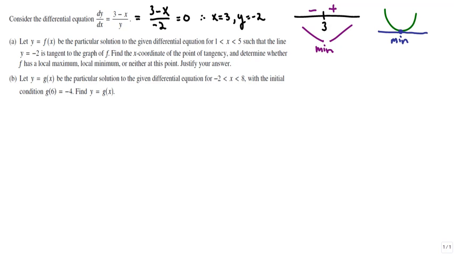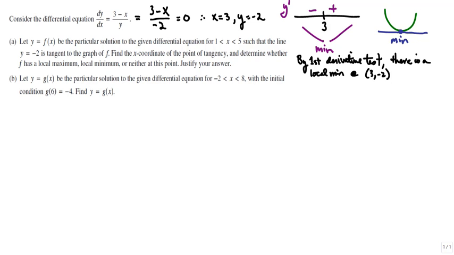Alright, now a sign chart is never sufficient as a justification, so we still have to put our conclusion into words. So we have to state that explicitly. But we don't need to say much more than that. By the first derivative test, there's a local minimum at (3, negative 2).